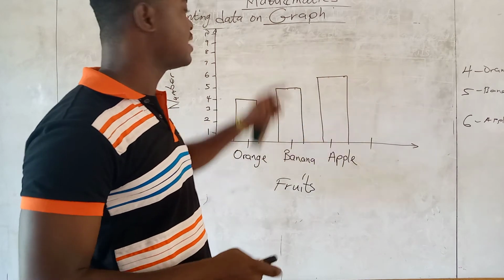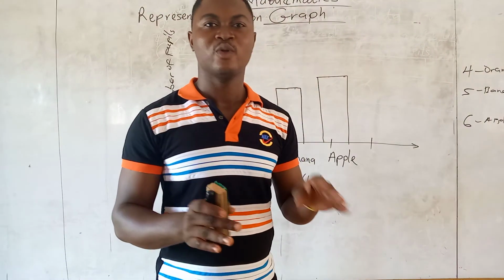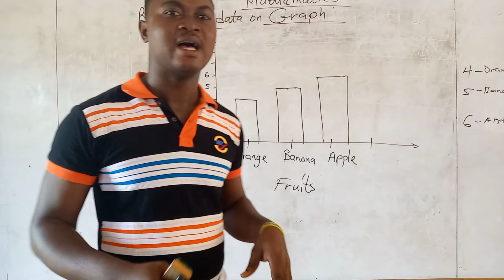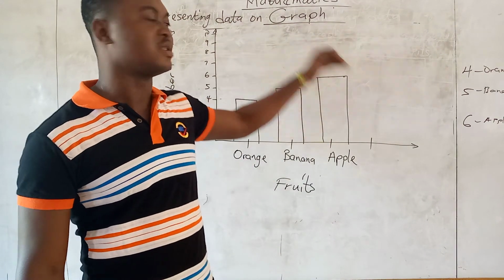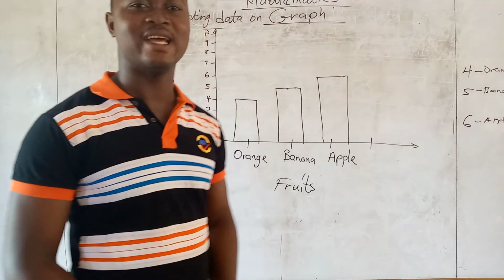So this is how we represent data. In class 3, you're only looking at it in 3 ways: representing data in a tabular form, representing data on a pictograph, and the last one, representing data on what? A graph.